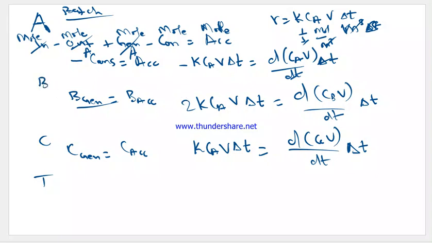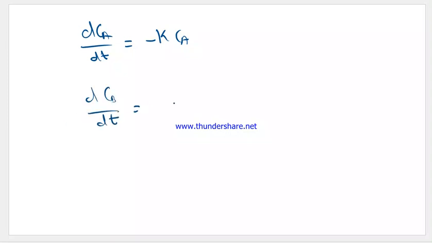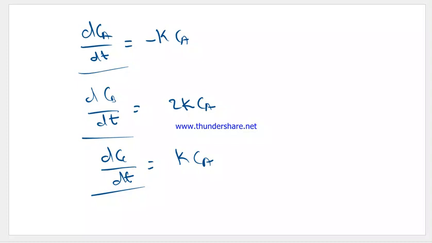So when we simplify all those, we are going to see that we have dCA/dt equals minus kCA, dCB/dt equals 2kCA, and dCC/dt equals kCA. So now those are the models representing CA, CB, and CC.